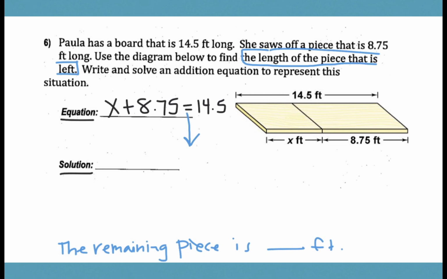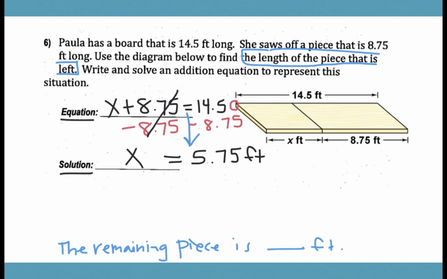How are we going to get x by itself? Subtracting 8 3/4, which is the same as 75/100, from both sides. Remember, when we're adding and subtracting decimals, we want to line those decimal points up. Sometimes we have to annex a 0. However, you can use a calculator to help you with this. We're left with x equals 5 3/4, which I'll write as 75/100 feet. There's the answer to our problem. So the remaining piece is 5 3/4.